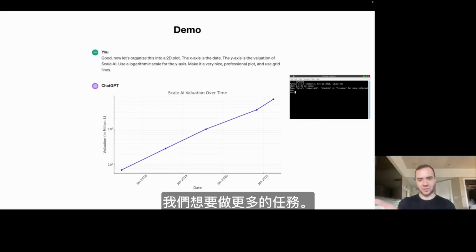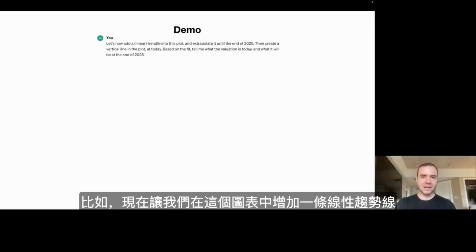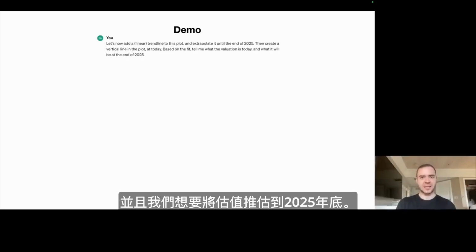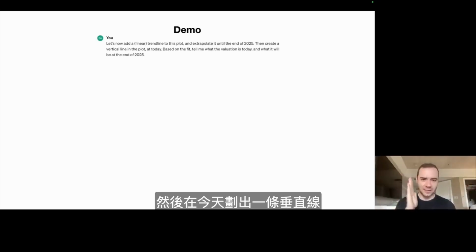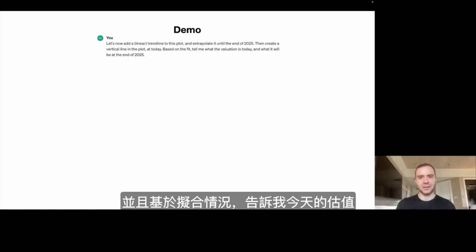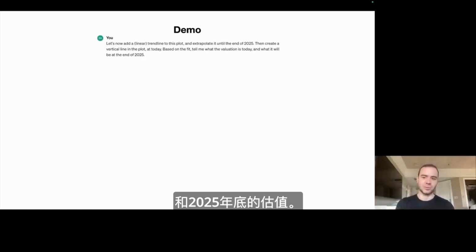And so now we're looking at this and we'd like to do more tasks. So for example, let's now add a linear trend line to this plot, and we'd like to extrapolate the valuation to the end of 2025. Then create a vertical line at today, and based on the fit, tell me the valuations today and at the end of 2025.